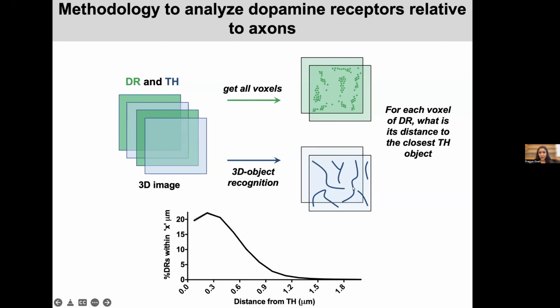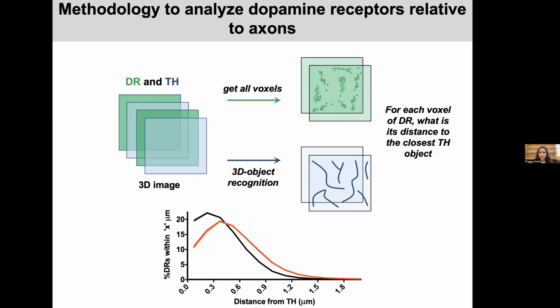This lets us plot a distance distribution, where the y-axis shows the percentage of dopamine receptors within a particular distance from the axon object, or from TH. The idea is that if a receptor type moves away from axons on average, then you would expect to see a rightward shift in the distribution for that receptor type.